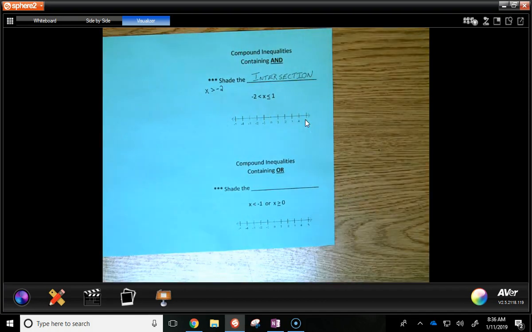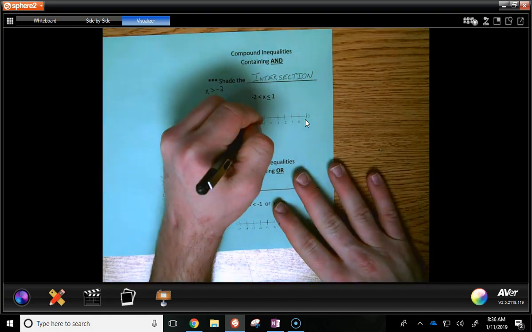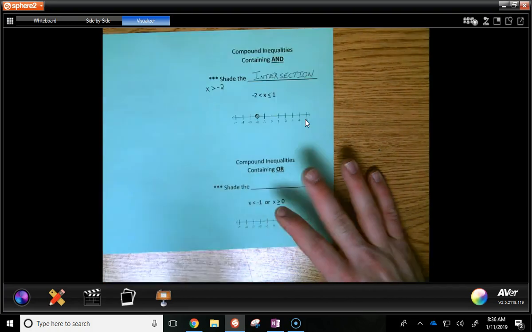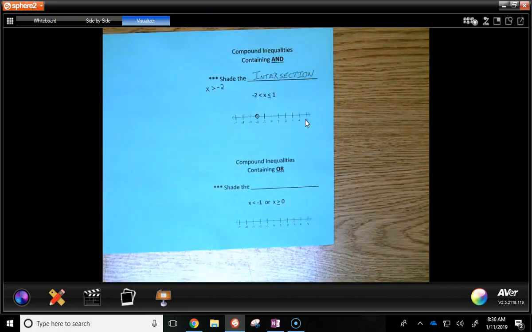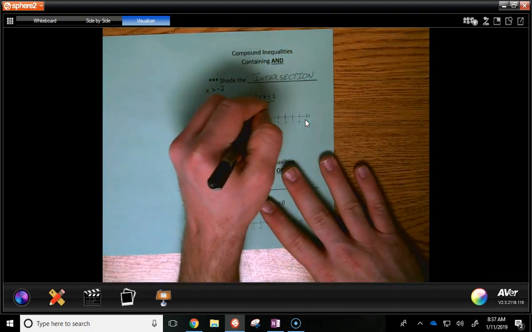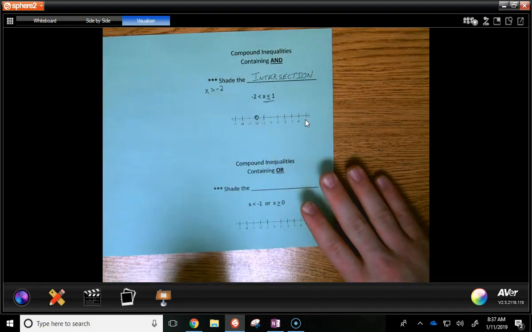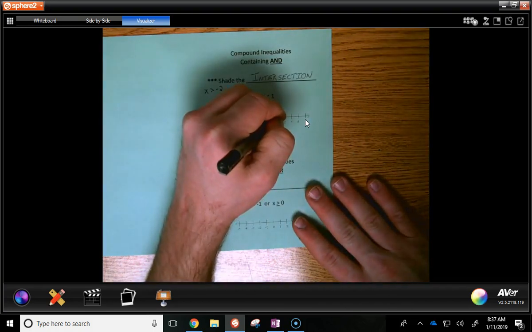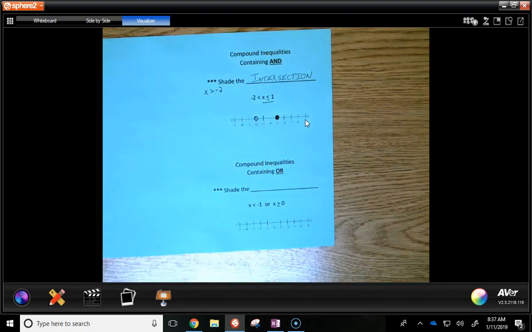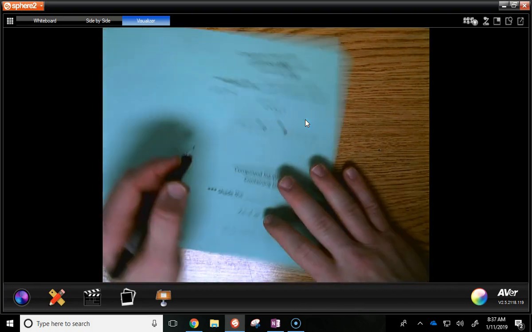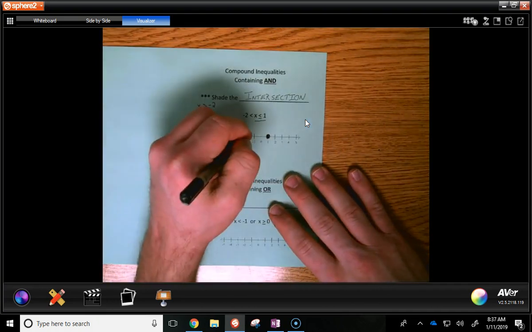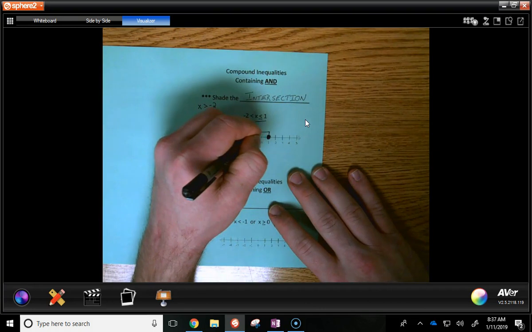So what we go ahead and do is I first come to -2 and I'm going to circle it. Why is it an open circle? Very good. It's only the greater than. It's not greater than or equal to. Then I'm going to look at my other inequality, x is less than or equal to 1. So I'm going to do a solid dot there. Then I shade the intersection. I'm going to shade what is in between them. So you can either shade like this, or I can go ahead and do my line like this.